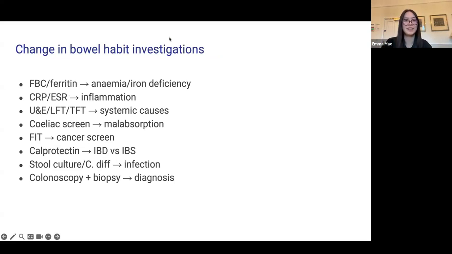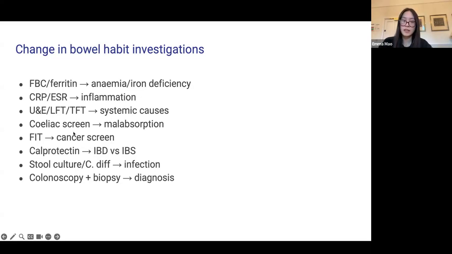Okay, investigations, very similarly: full blood count, ferritin to look for anemia or iron deficiency, CRP, ESR to look at inflammation, U&Es, LFTs, TFTs for any systemic causes of these, because thyroid function actually impacts the bowel.